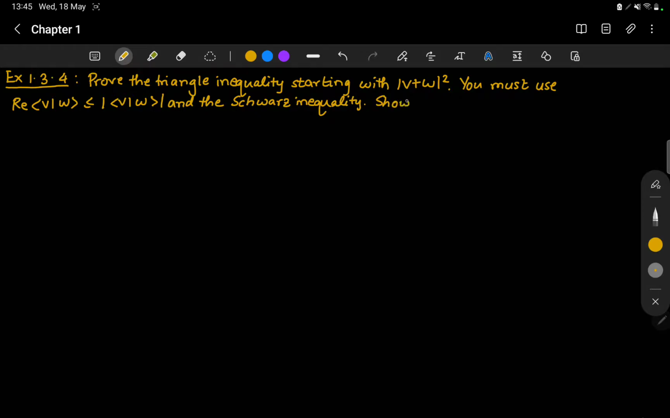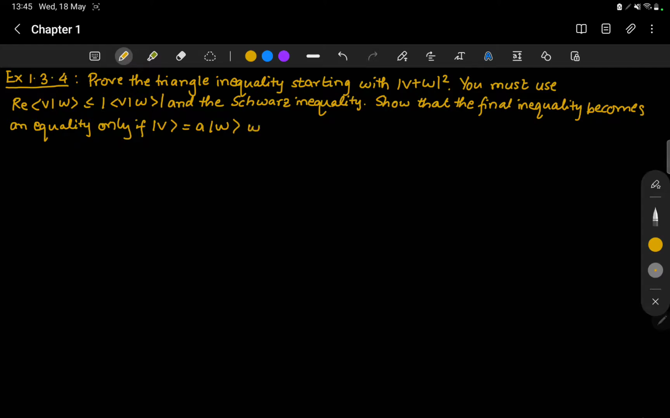The next part is show that the final inequality becomes an equality only if V is equal to A times W, where A is a real positive scalar. So this is the question.